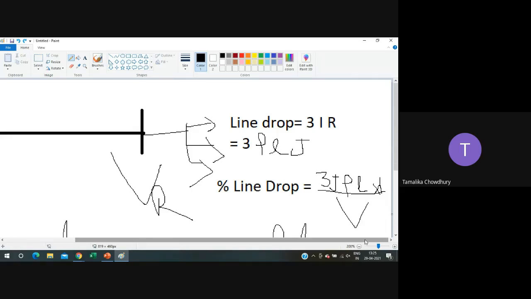If I write here 3 rho LJ into 100 by V, it means that line drop is inversely proportional to the transmission voltage V. V and line drop are inversely proportional to each other. So line drop decreases with increasing voltage, right? This proportionality you understand, I hope. Percentage line drop is inversely proportional to the transmission voltage as per this formula, right?